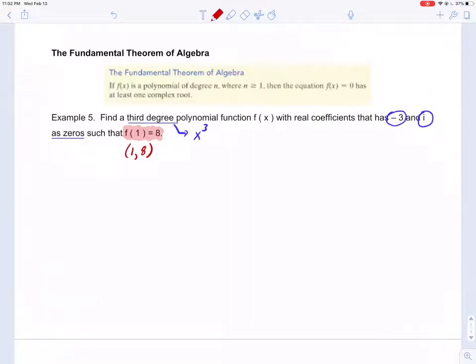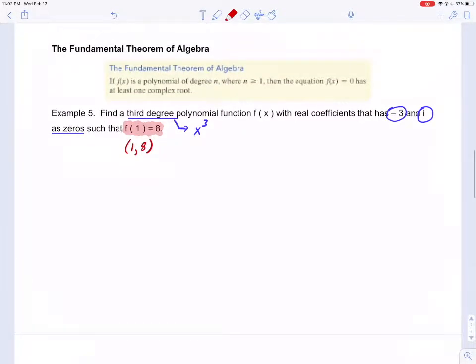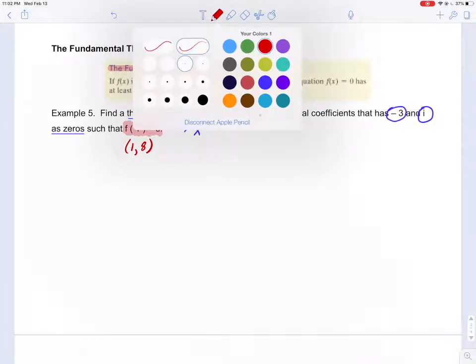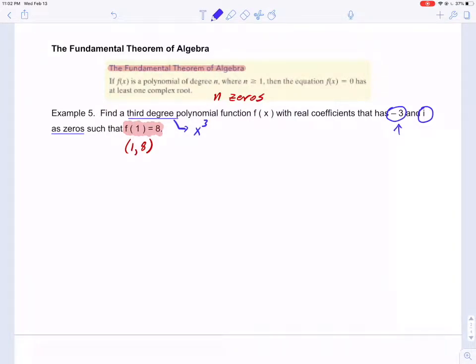The fundamental theorem of algebra, we've talked about this. I've mentioned it in class before. This is the first time we've actually had it in writing. But it basically says that if you've got a polynomial with degree n, then you're going to have n zeros. This says has at least 1 complex root. Well, that's not really saying much because all of our roots are complex. But you'll have n zeros, n solutions. All right? So we're supposed to come up with a 3rd degree polynomial, but they've only given me 2 solutions. They've given me negative 3, and they've given me i.